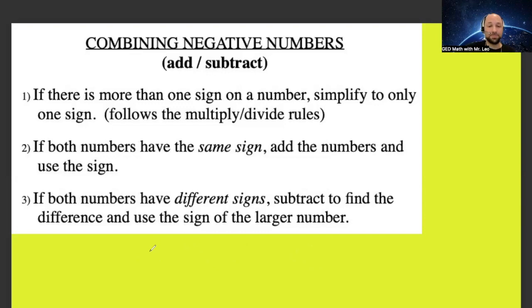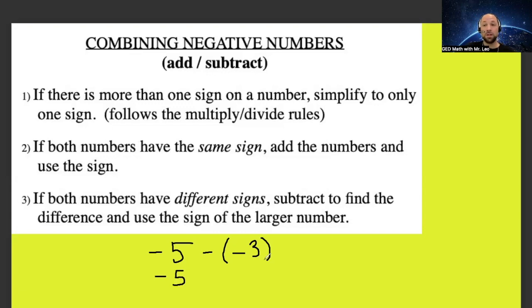Let's do another one. -5 minus -3. Okay, what do we do? Step 1. If there's more than one sign on a number, simplify to only one sign. 5 has one sign on it. That's what we want. Just bring it down. We're good to go. You're putting this in your notebook, right?